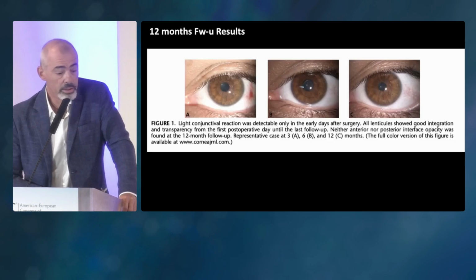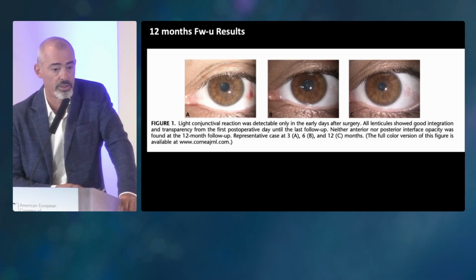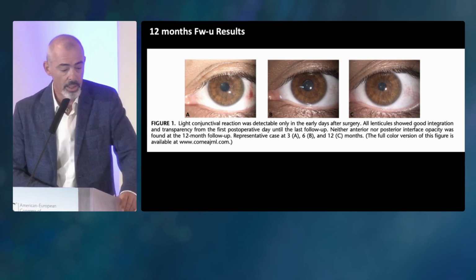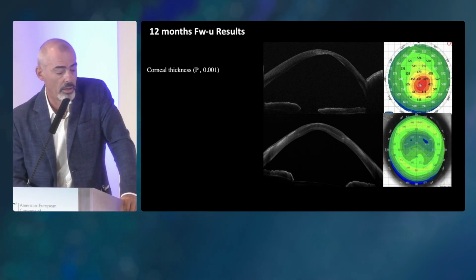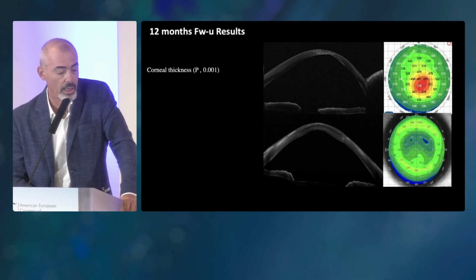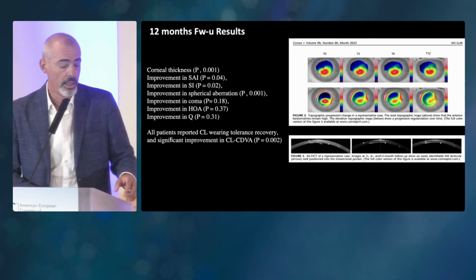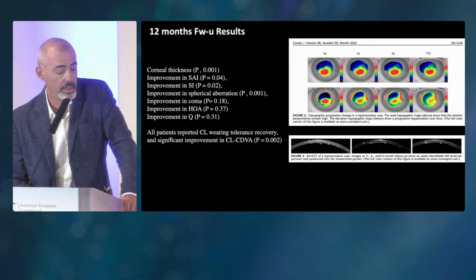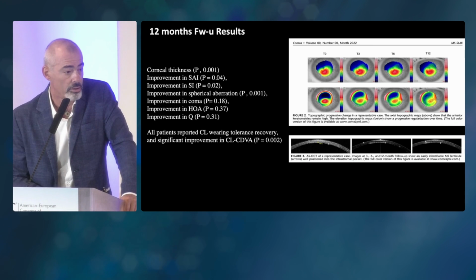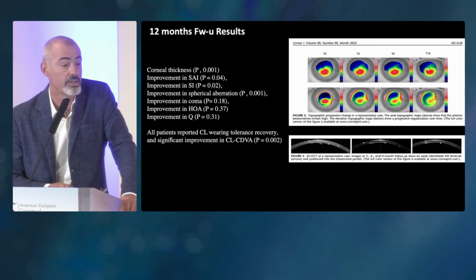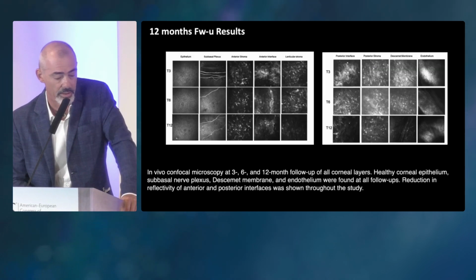This is the result. You can see the perfect integration and the perfect transparency of the cornea through the follow-up. This is the pachymetry map, on which obviously we notice a corneal thickening, but we also have a major improvement in the index of aberrometry, and all the patients report a recovery of contact lens wearing tolerance, obviously with a significant improvement in visual acuity.